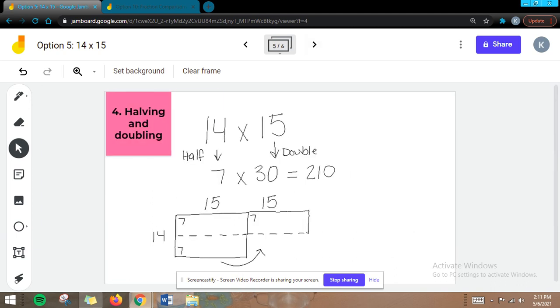And then for halving and doubling, I wrote out 14 times 15 again, and I halved 14, so it changed to 7, and then I doubled 15, so it's 30, and 7 times 30 equals 210, and I did a model here of 14 getting halved into 7 and 7, and then 15 getting doubled, so these would go over here as well, and that's how you would still get the same number.